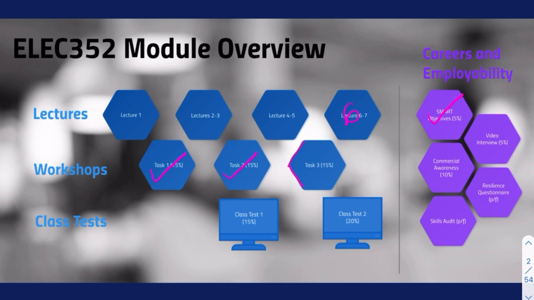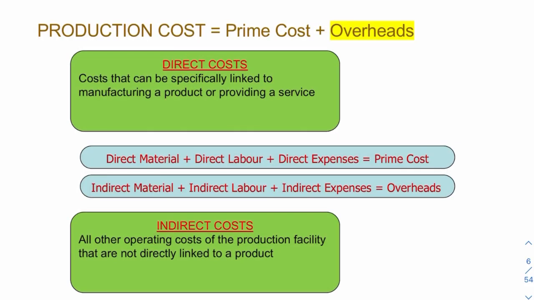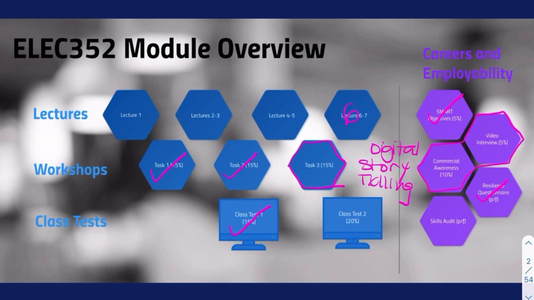And you should now be working on task 3. You have completed the first class test, you have your marks for that, and you should now be working on these 2 tasks: the video interview and the commercial awareness task, which is actually the digital storytelling task. You should have completed the resilience questionnaire, and this will come up right at the very end. So all that really remains in this module is your final class test and the submission of task 3.